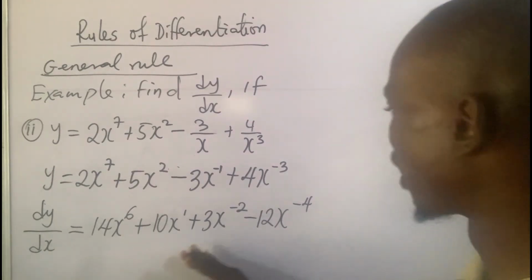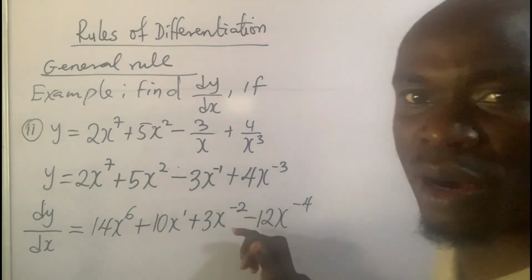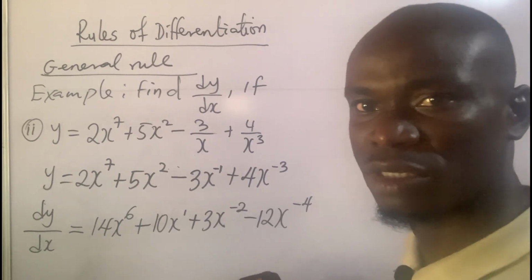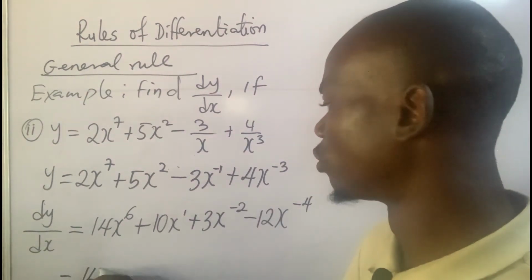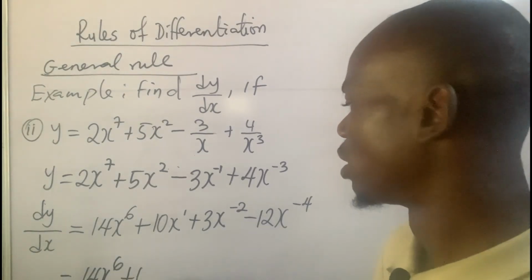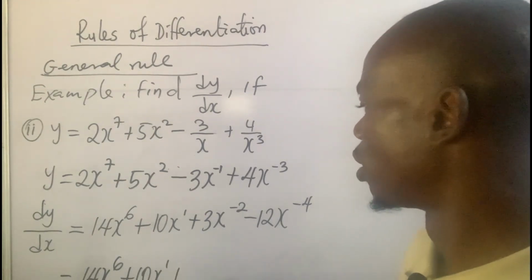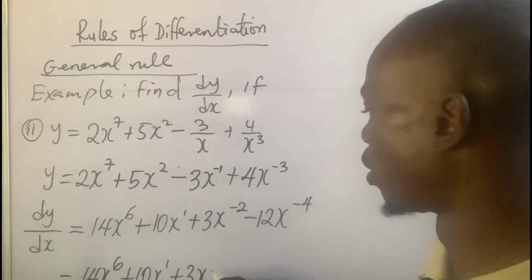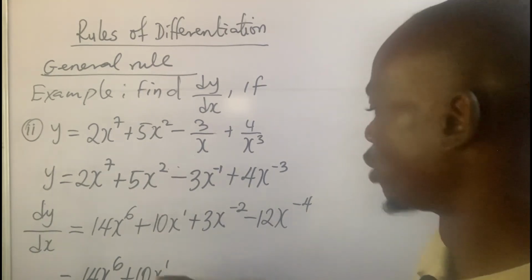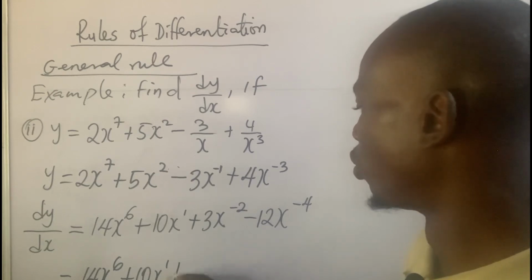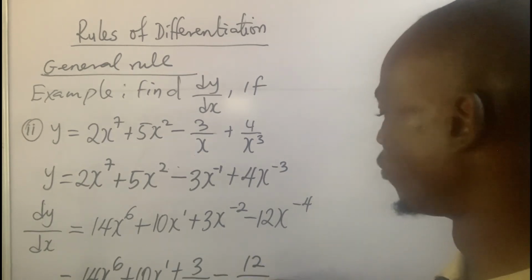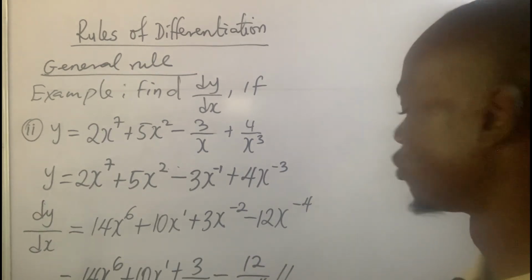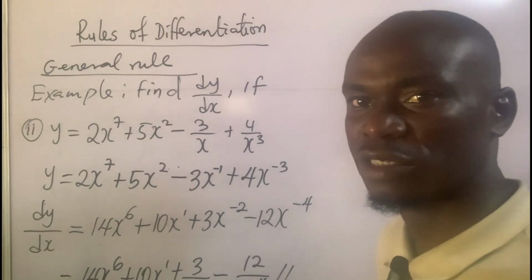Before we go to the next question, we can simplify this by removing the negative power. I will do that by taking them back to the denominator where they belong. So it means dy dx finally becomes 14x raised to power 6, plus 10x raised to power 1, plus 3 over x squared, minus 12 over x raised to power 4. So this is the answer for this question.